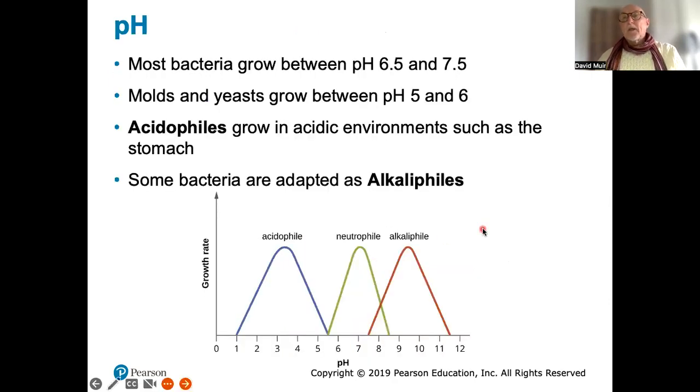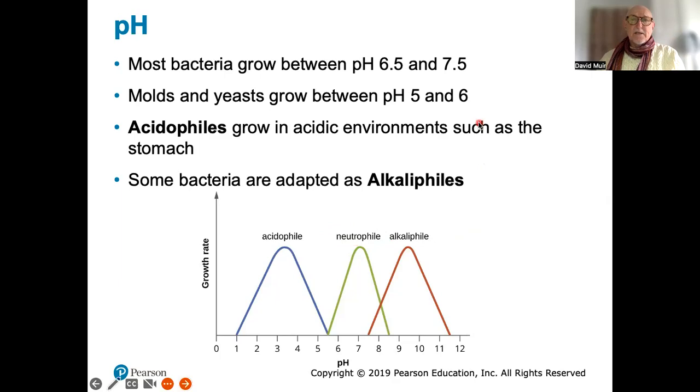Okay, so similarly, there are optimum pHs at which organisms grow. Again, largely dependent on the pH requirements of their enzymes, but the vast majority of bacteria are in this group here. They're called the neutrophiles, and they grow mostly between 6.5 and 7.5 pH. So very much around neutrality.